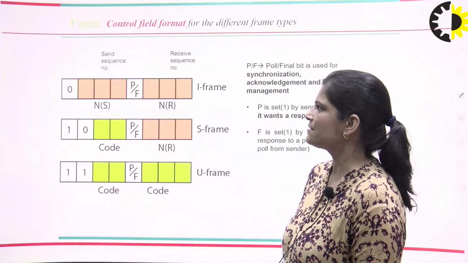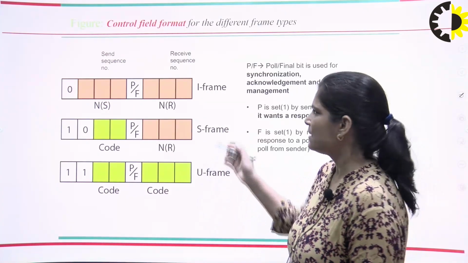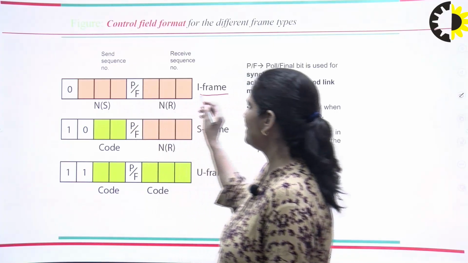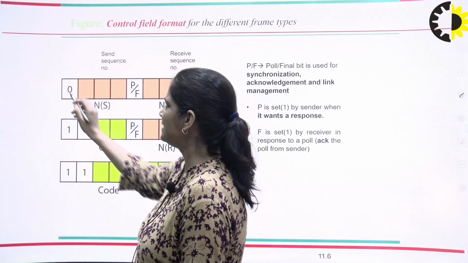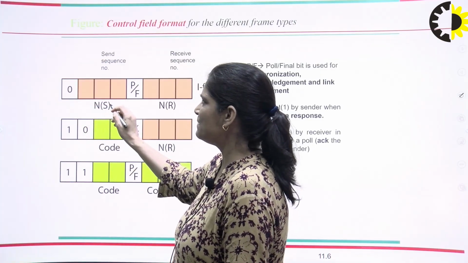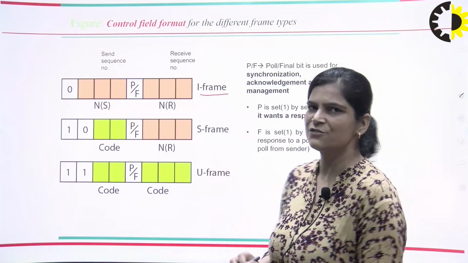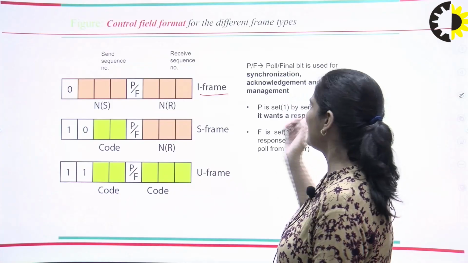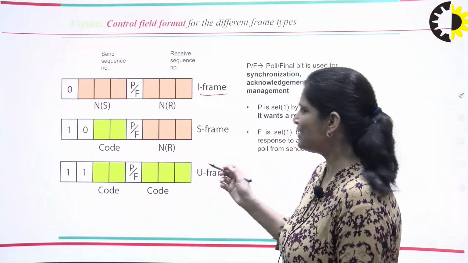Now we will discuss the control field format for the different frame types. This is the I frame format, the control field in the I frame, where the first bit is 0. Then this is NS, the send sequence number. Then P and F. P and F stand for poll and final, which is used for synchronization, acknowledgement and link management. NR is the receive sequence number.